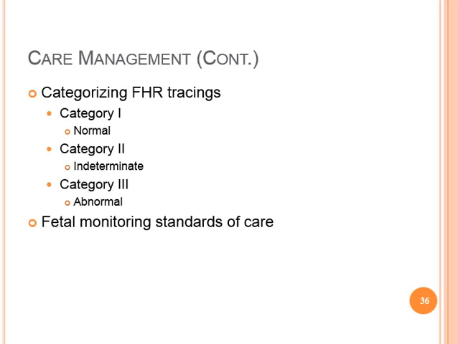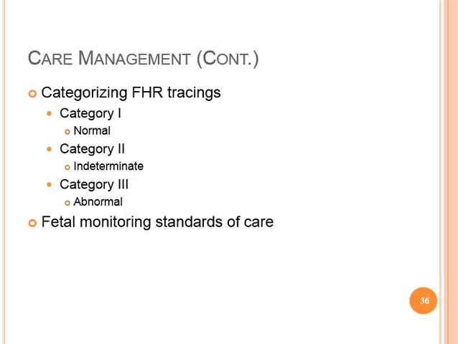Categorizing fetal heart rate tracings. There is a three-tier system of categorizing fetal heart rate tracings. Category 1 fetal heart rate tracings are normal and strongly predictive of normal fetal acid-base status at the time of observation. These tracings may be followed in a routine manner and do not require any specific action.